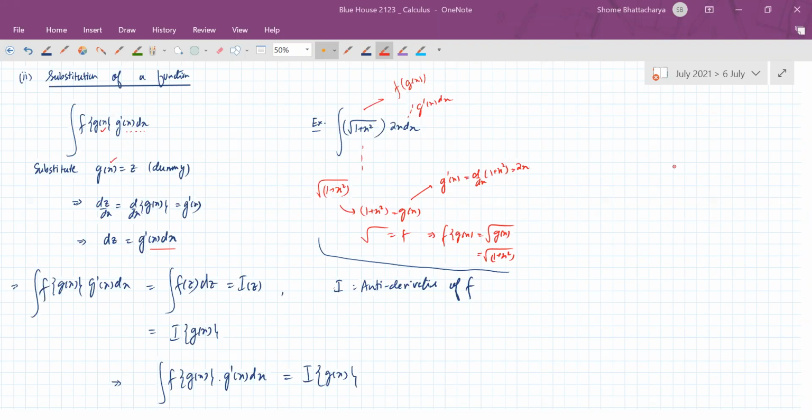That's why you can see that the 2x dx term is a g prime x dx term, because you're taking g as 1 plus x square. Right? Okay. So if you've written down this method, now try to apply this method of substitution to this question, which is written on the right hand side: square root of 1 plus x square, whole thing into 2x dx. Remember that 2x is not inside the square root, which is why I've written it separately with a bracket.